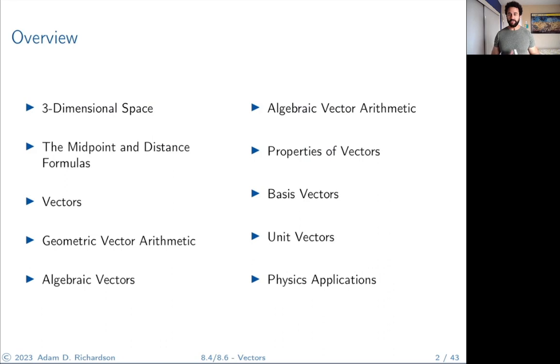All right. So first off, we're going to talk about three-dimensional space, just to get a feel for how we describe three-dimensional space, how to talk about points in three-dimensional space, and so on. Then we'll get the midpoint and the distance formulas for three-dimensional space. Then we'll talk about vectors. And again, like I said, vectors can be any dimensional. So we're going to talk about them in generality and then use examples in two dimensions and three dimensions. Then we'll talk about geometric vector arithmetic, algebraic vectors, algebraic vector arithmetic, properties of vectors, basis vectors, unit vectors, and then a physics application at the end. So just a little bit of a fair warning, this will be a little bit of a long lecture, but I'll try to keep it short if I can.